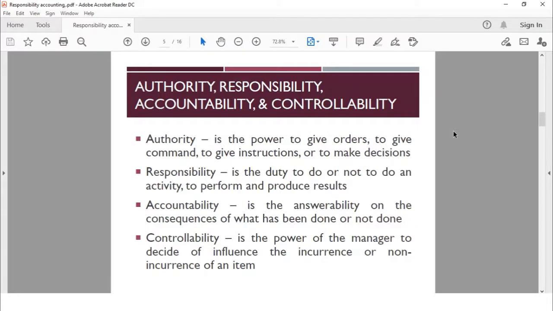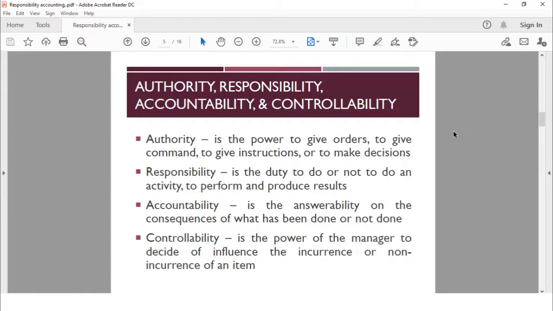Next, we have the authority, responsibility, accountability, and controllability. I've mentioned this in the previous slide about centralization and decentralization. So when we say authority, it refers to the power to give orders or commands or instructions or to make decisions. So if we go back to the organizational structure, in a centralized organizational structure, the authority is given to one person or the head of the organization.